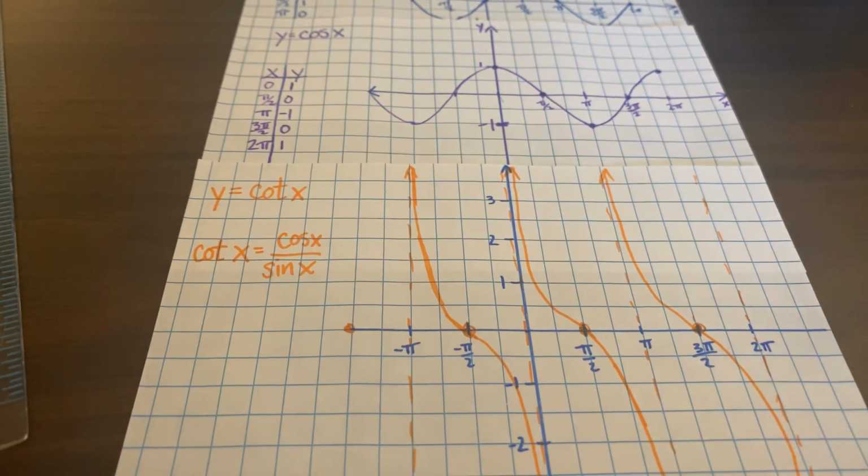Okay, I think that is enough for this first video. So this is tangents and cotangents, where the graphs come from.